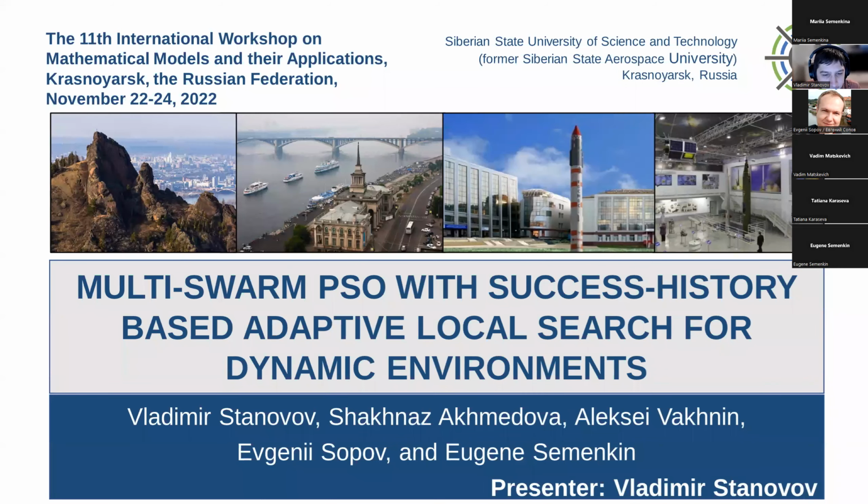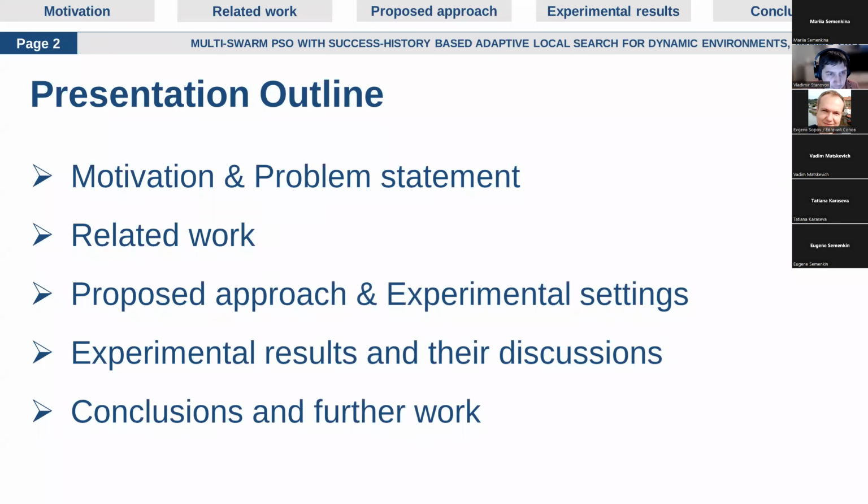And we will talk about dynamic optimization, a variant of particle swarm optimization. This is some work with our colleagues. So let us start with a short outline. First we will talk about the motivation and problem statement, then some related work. Then I'll tell about the proposed approach and some experiments, and at the end we'll have a conclusion.